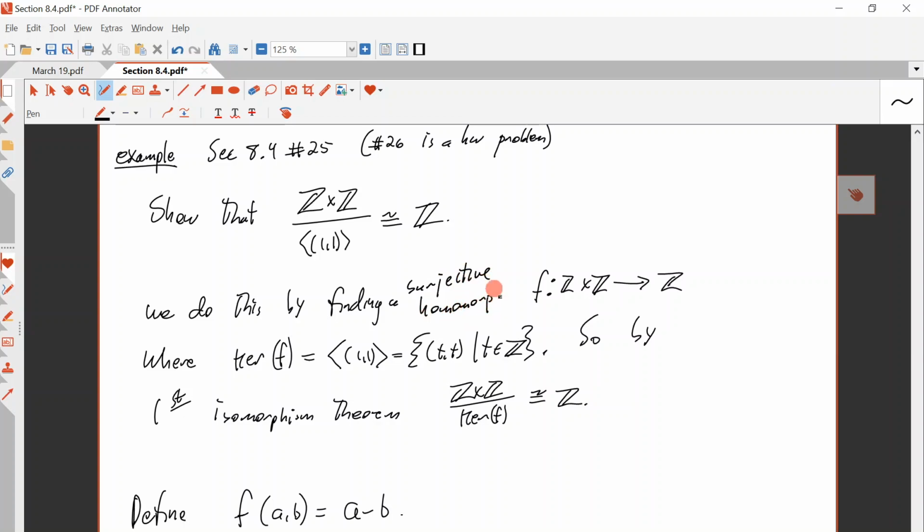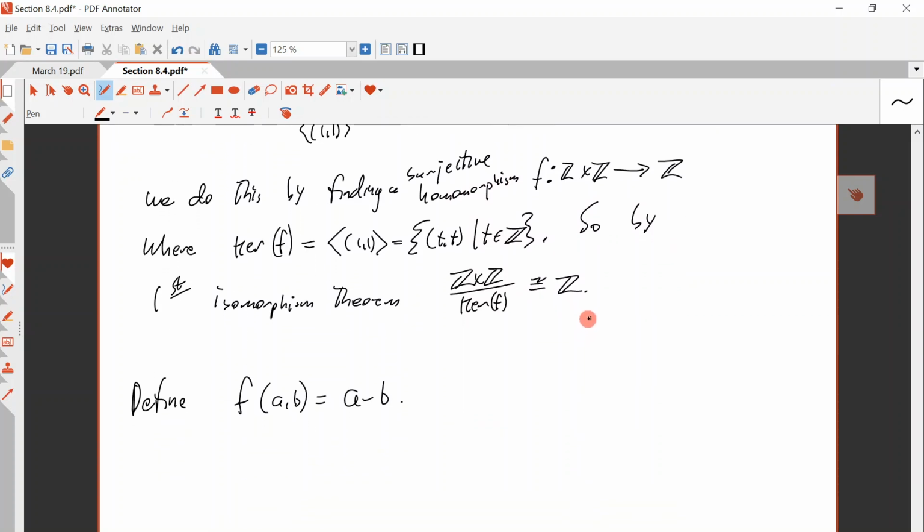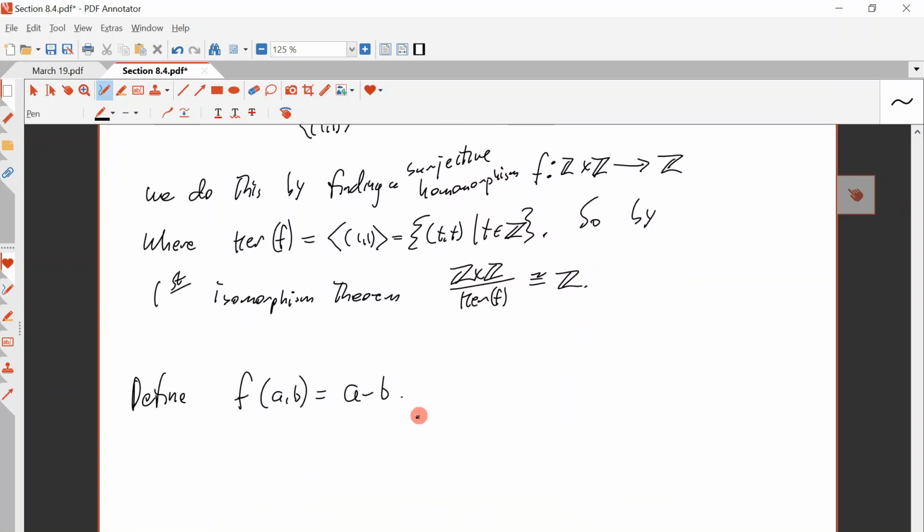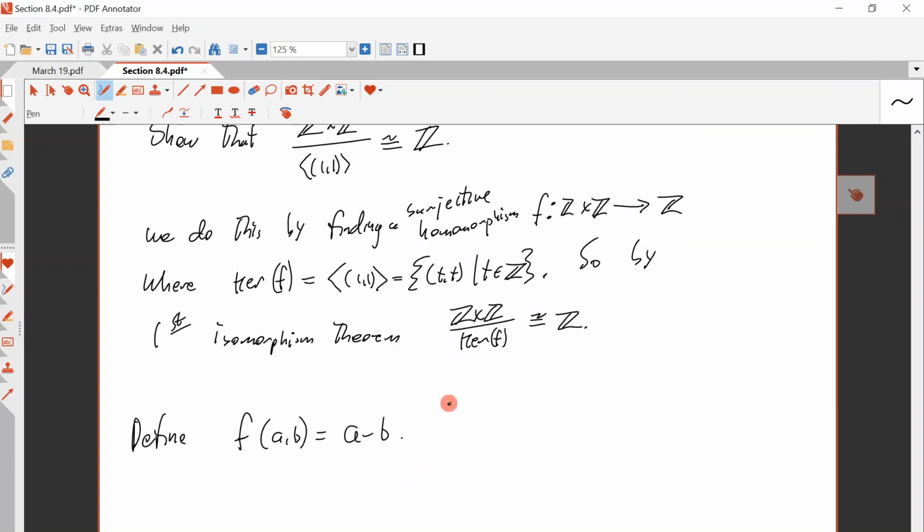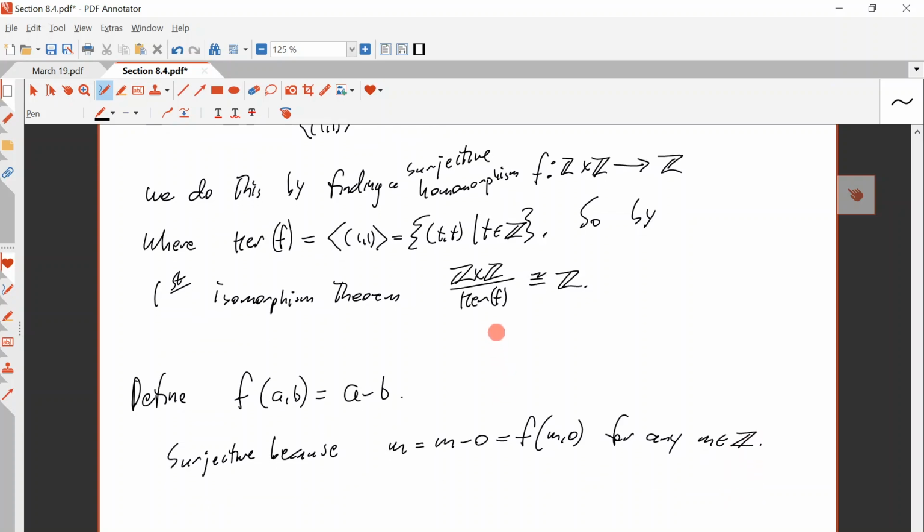It always has to be surjective. Define F of (A, B) to be equal to A minus B. This is surjective because M is equal to M minus 0, which is equal to F of (M, 0) for any M in Z. So it's surjective.